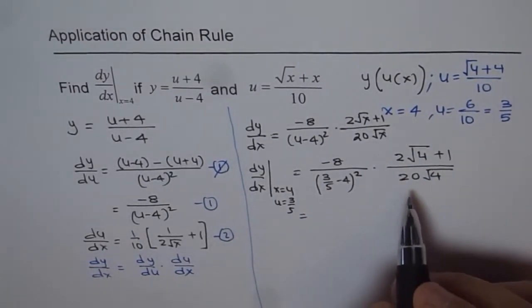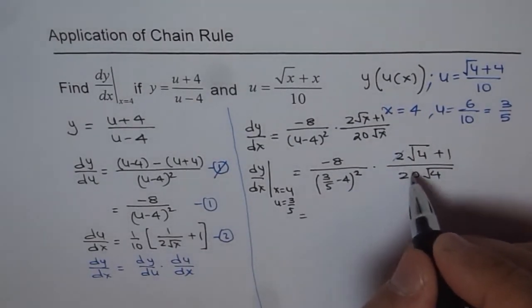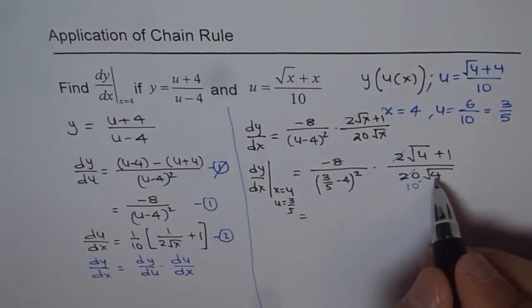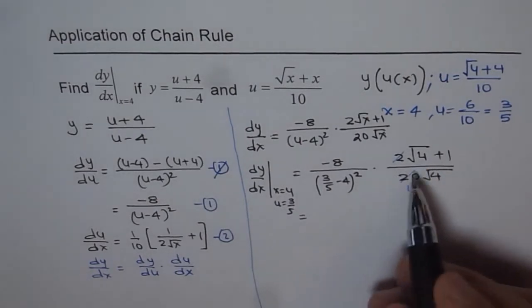Let's try to simplify it further. Do as much as you can. 2 will go 10 times, and this can be simplified. We can do it later, because we get some more numbers which can cancel out, right?